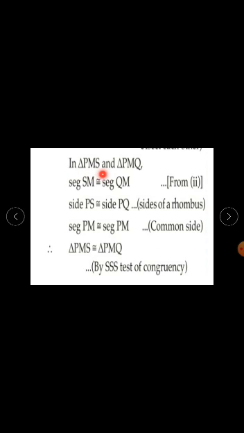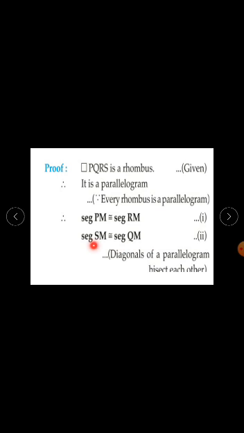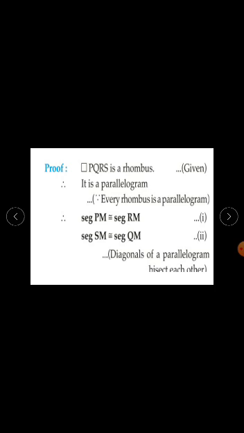Now, in triangle PMS and triangle PMQ, segment SM is congruent to segment QM from equation 2. Side PS is congruent to side PQ, sides of a rhombus. Segment PM is congruent to segment PM, common side. Therefore, triangle PMS is congruent to triangle PMQ by SSS test of congruency.